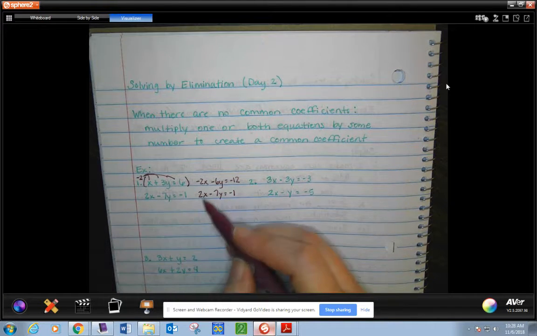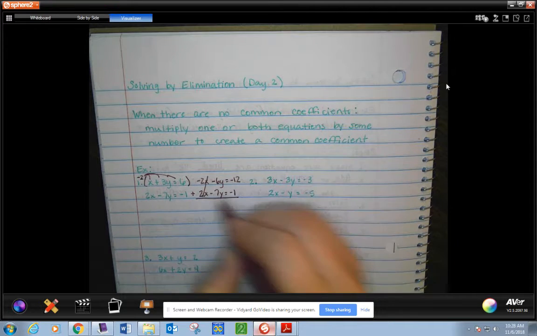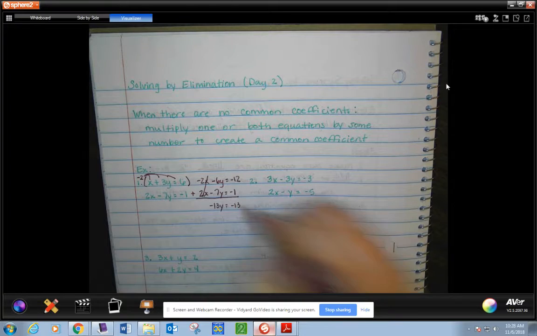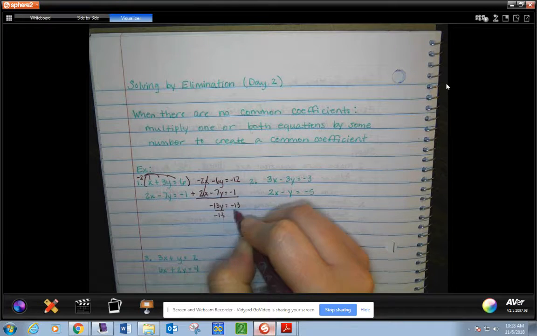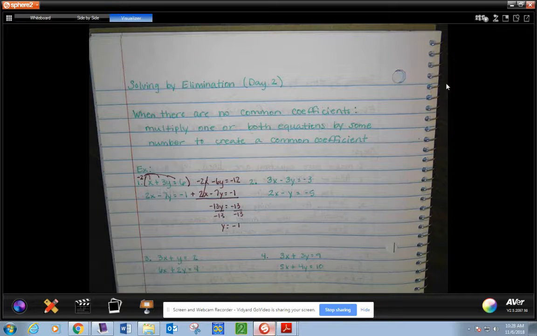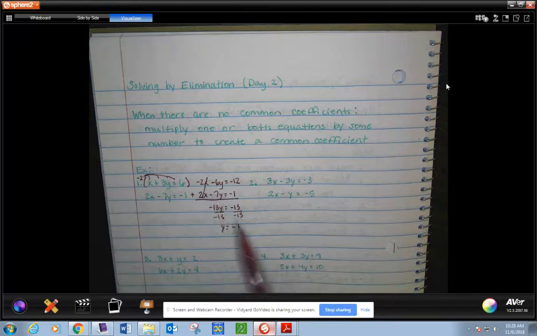Okay, now that I have a common coefficient, I'm ready to add. My x's will cancel, and I get negative 13y equals negative 13. I divide by negative 13, and y equals negative 1. Now you can take your pick and you can plug this back into the top original or the bottom original, but don't go with the ones that you changed.